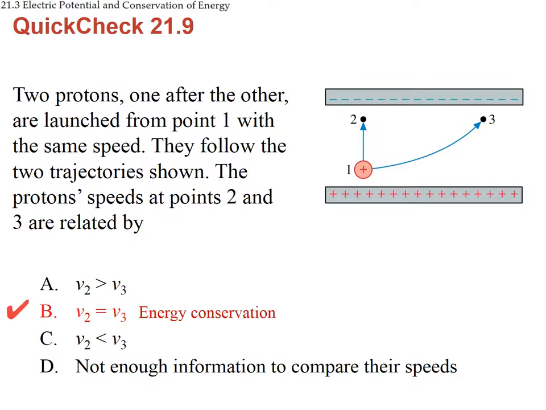Well, by conservation of energy, we know that this point and this point are at the same, quote-unquote, height away from the positive plate, so they have the same potential. And a proton here would have the same electric potential energy as a proton here, which means that the kinetic energy they pick up is going to be exactly the same, and the velocity is going to be the same by conservation of energy.